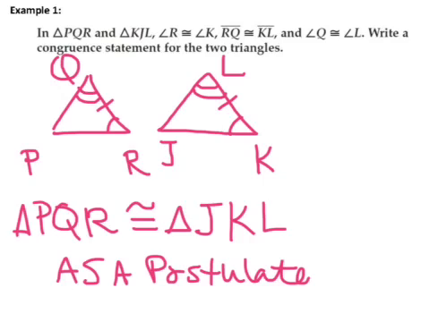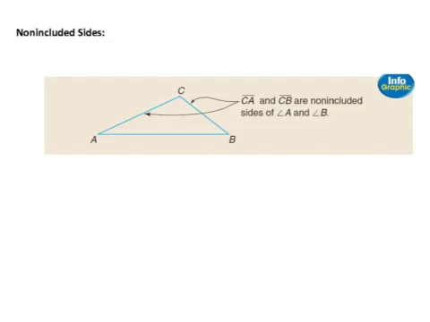And again, we know this because the side and angle are touching each other, and the sides are included in the two angles. Now let's consider the definition of non-included sides. Here, we have segment CA and segment CB. They're considered to be non-included sides of angle A and angle B.